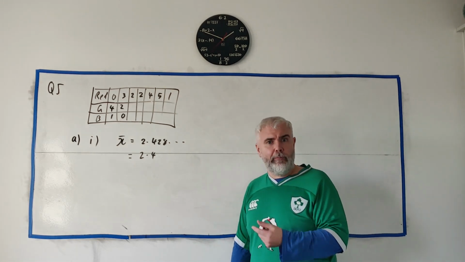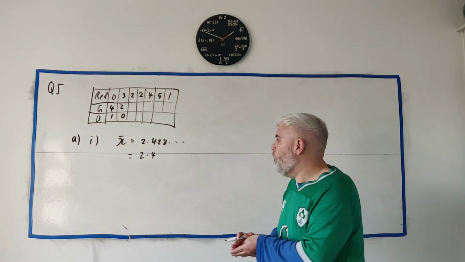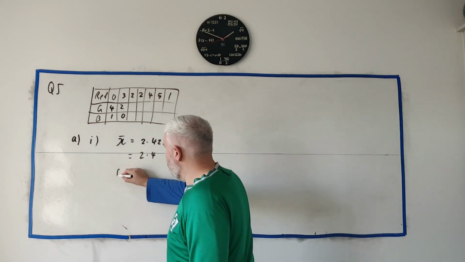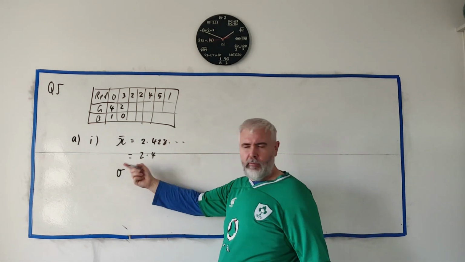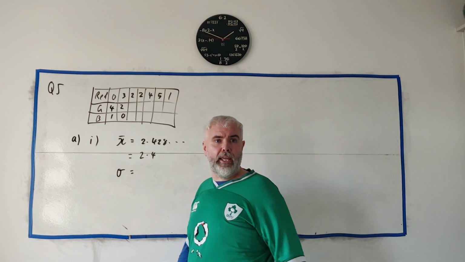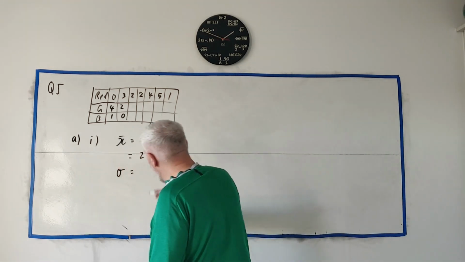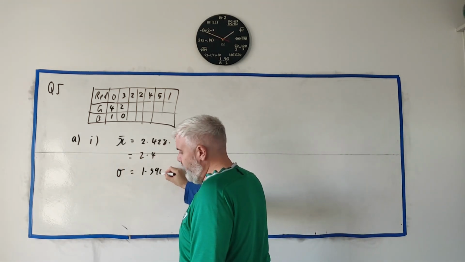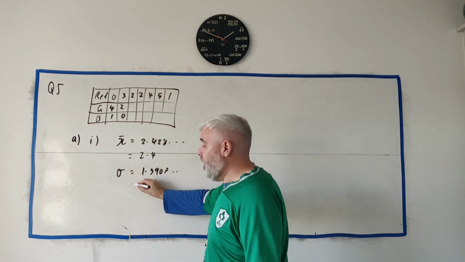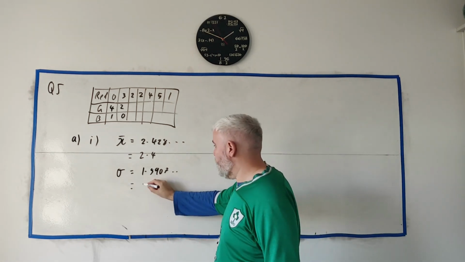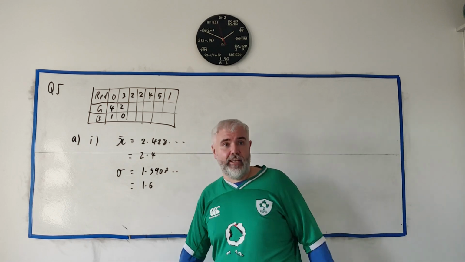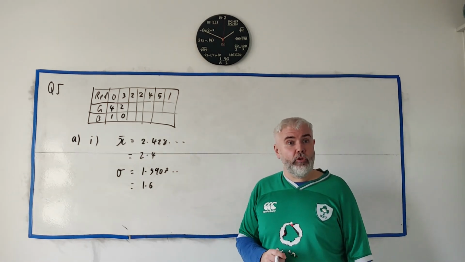Your calculator will give you lots more information. It will do this all in one go. The other bit of information is the standard deviation, often written like this, and it'll come out as 1.5907, and so on. They just wanted 1 decimal place. 1.6 is your answer.